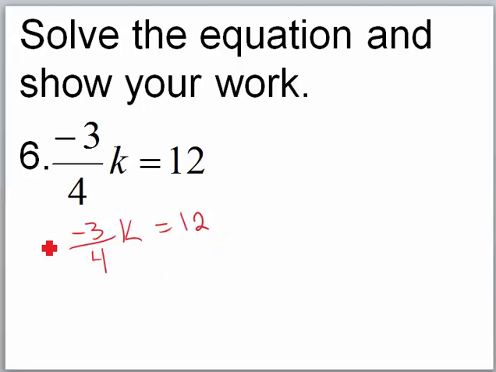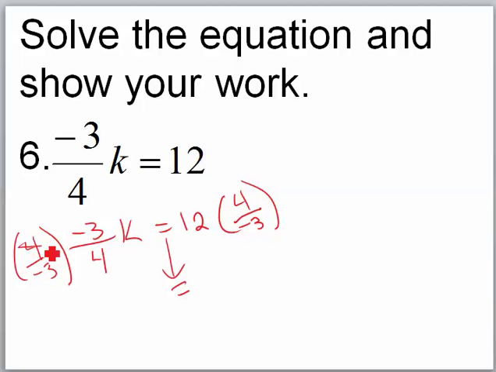Okay. Now, you've seen this before. You multiply by the reciprocal. And what I do to this side of the equation, I have to do to the other side. So I'm multiplying by negative 4 over negative 3 on both sides, bringing down that equal sign. Okay. The 4 is going to reduce, the negative 3 is reduced. I'm left with k on this side.